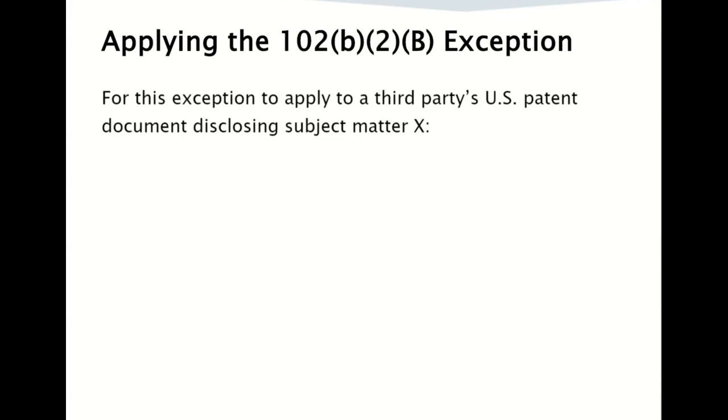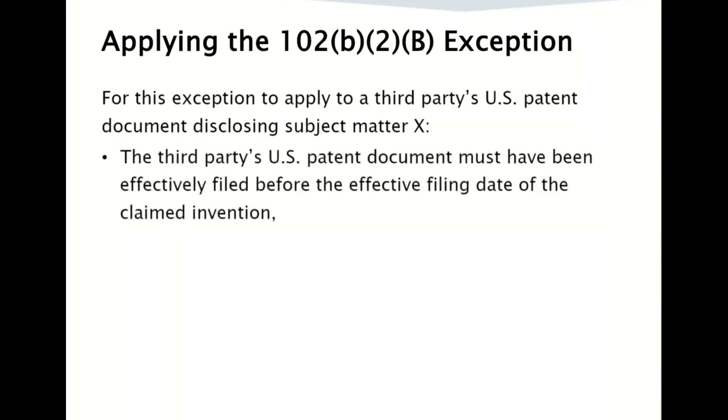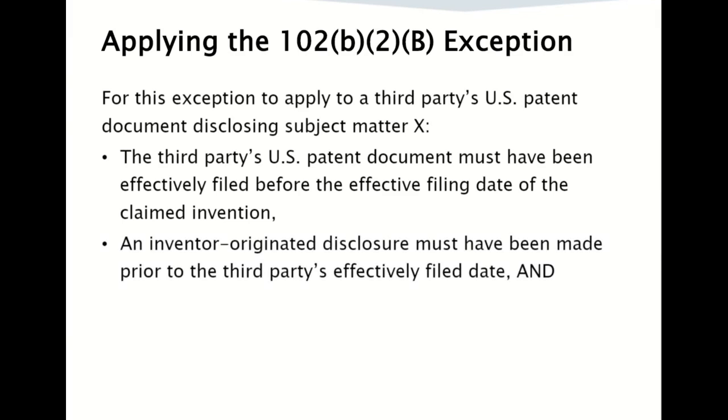The 102(b)(2)(b) exception applies to a 102(a)(2) prior art when all three bullets are met. The third-party disclosure was effectively filed before the effective filing date of the claimed invention. The inventor-originated disclosure must have been made prior to the third party's effectively filed date of their disclosure, and both must have disclosed subject matter X.